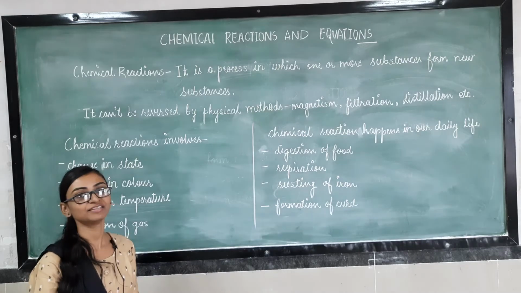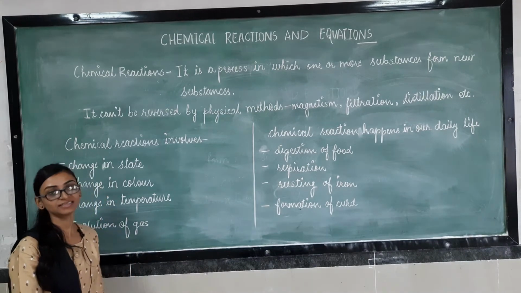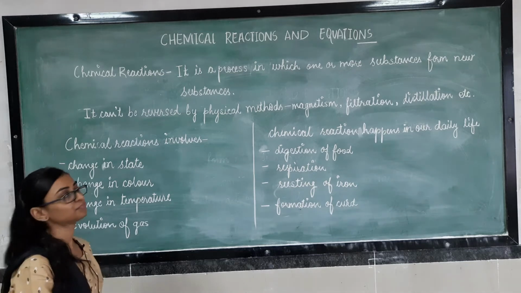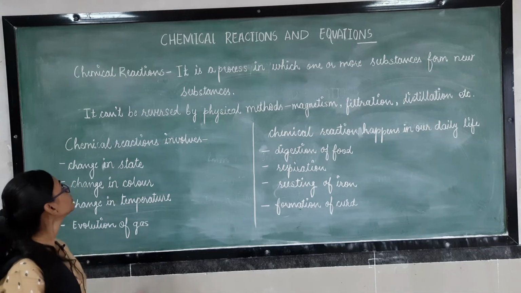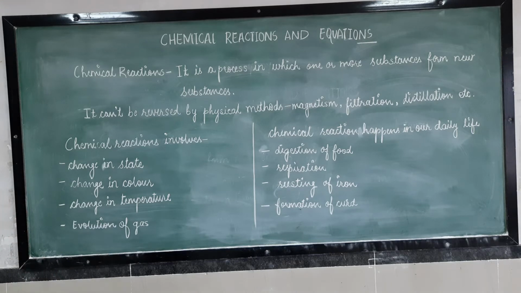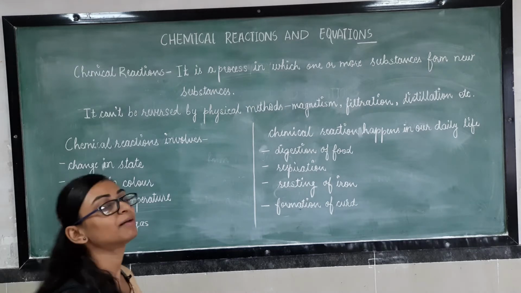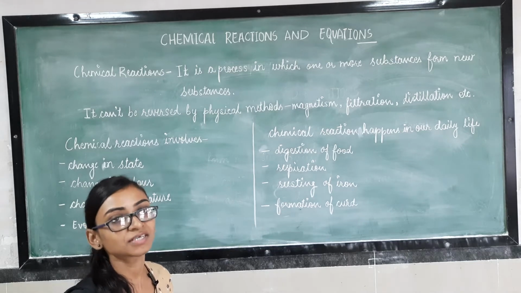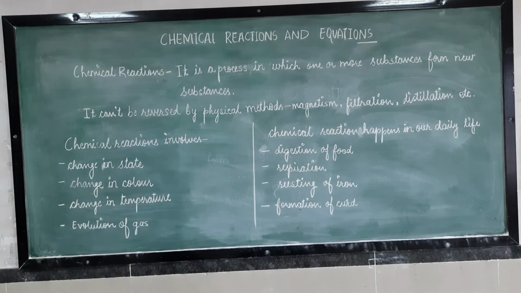So let us start with the first chapter of science, class 10, that is chemical reactions and equations. Let's get started. First, we'll read about what chemical reactions are. A chemical reaction is a process in which one or more substances form new substances. That is, one or more substances combine or get separated to form new substances.